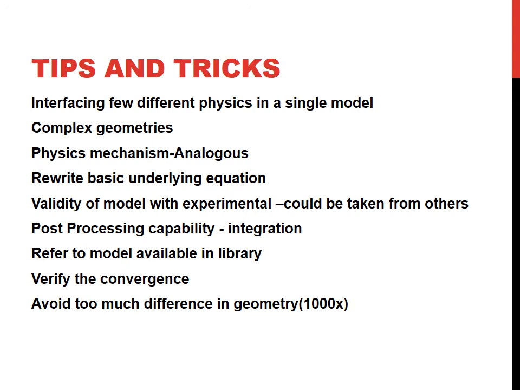And then in the geometry, we should try to avoid a difference in the geometry in the order of thousands. So for example, if the minimum size for your structure is 1 micron, then you cannot have another structure with 1 millimeter or 1 centimeter. The difference is too big, so the software could have some problems adapting to this difference.